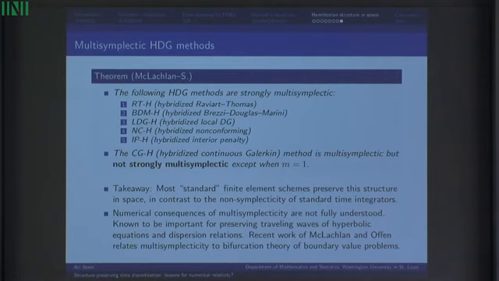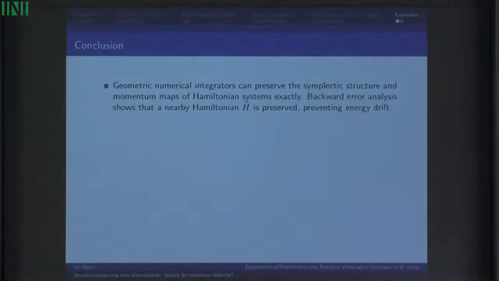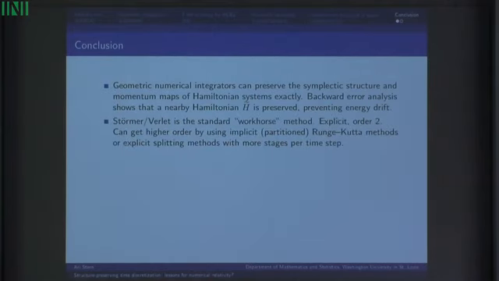All right, so as I mentioned, going through that very quickly, let me just briefly wrap up. What I've shown is that geometric numerical integrators, which have really been developed over the last few decades, can preserve symplectic structure and momentum maps of Hamiltonian systems exactly. And backward error analysis shows that we nearly conserve a nearby Hamiltonian, preventing energy drift. Störmer-Verlet is this standard workhorse method, which is explicit and order 2. And there are ways of getting higher order methods, either using Runge-Kutta methods or splitting methods with more stages.